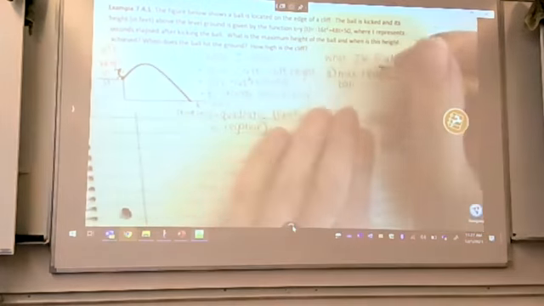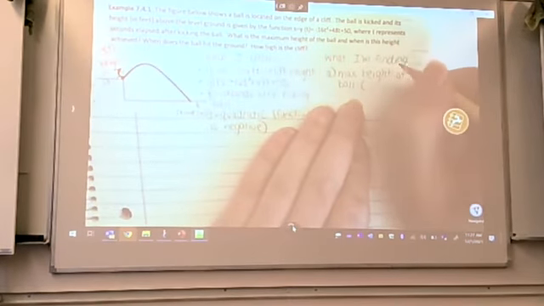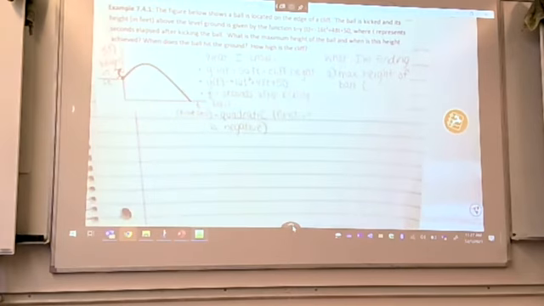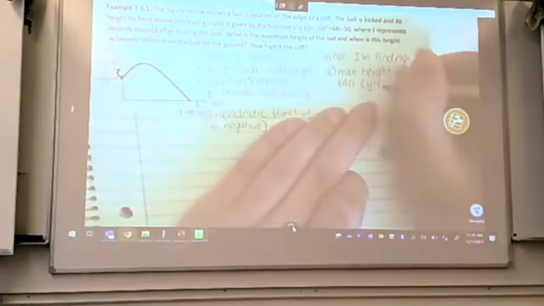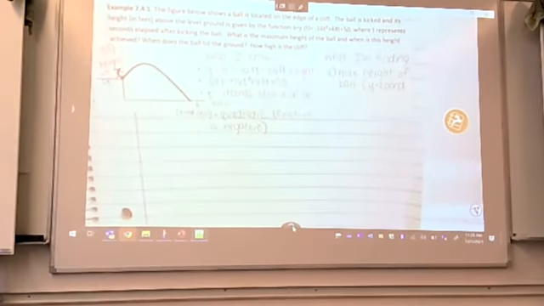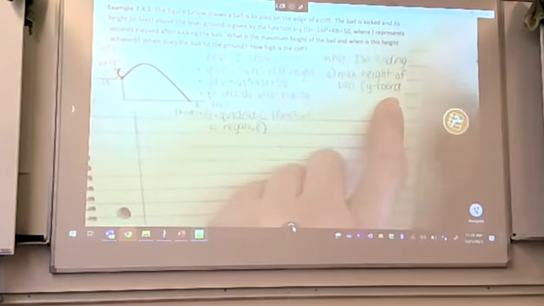Yeah, it's the vertex. And specifically, what of the vertex? No, it's not the X, because what does X represent? Time. It's the Y. That's what I meant. But that's not what you said. It is the Y coordinate of the vertex.